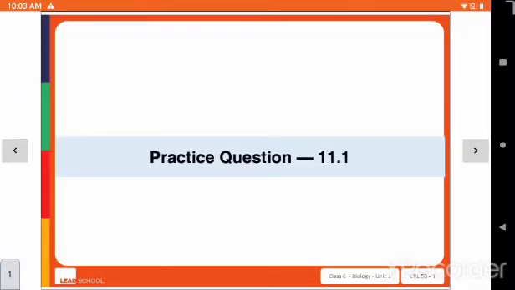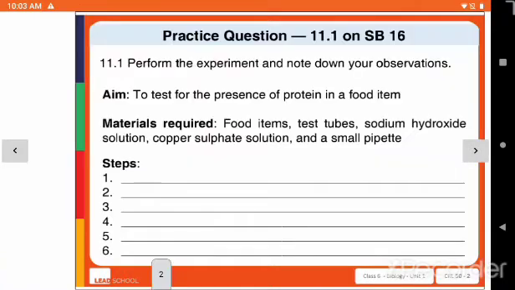So as I perform each step, I want you to write down in your notebook practice question 11.1 on SB 16. 11.1 Perform the experiment and note down your observations. Aim: to test for the presence of protein in a food item. The materials are food items, test tubes, sodium hydroxide solution, copper sulfate solution, and a small pipette.